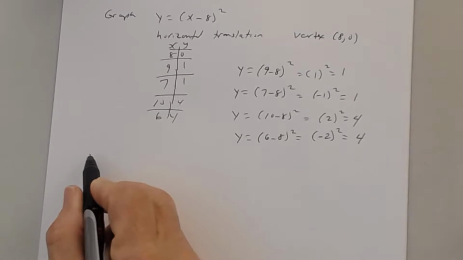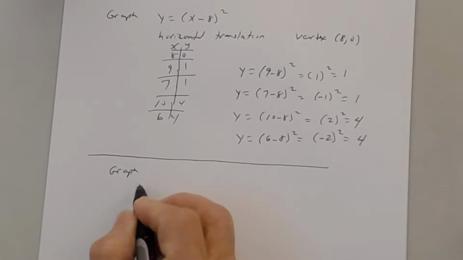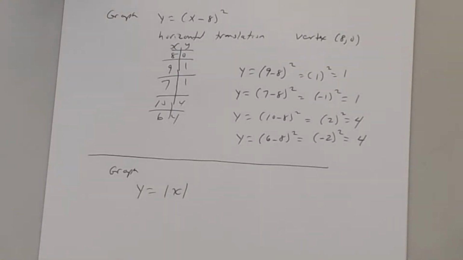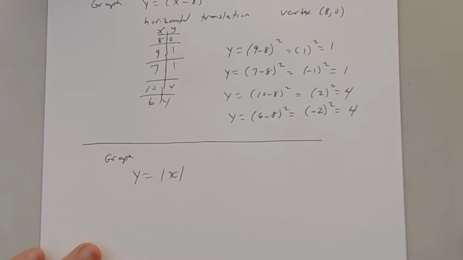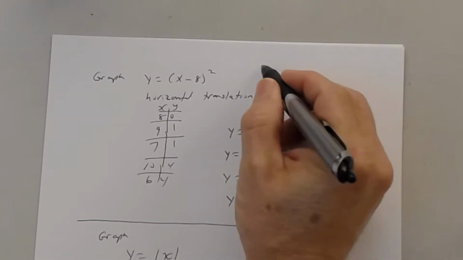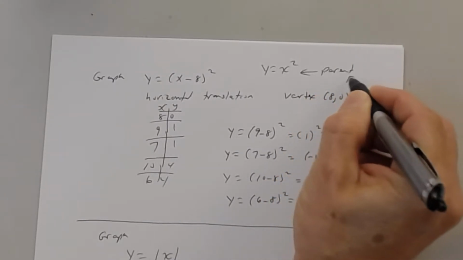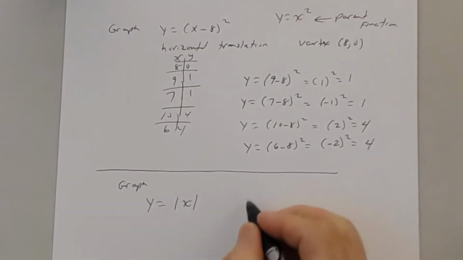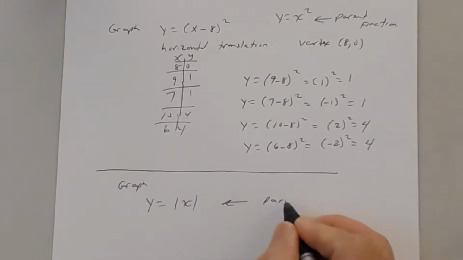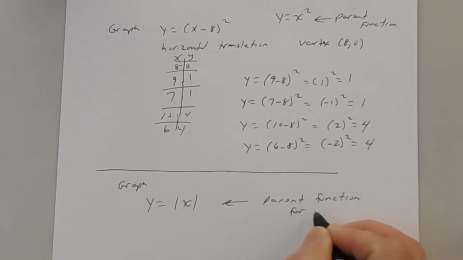Let's graph y equals the absolute value of x. Y equals the absolute value of x. So remember when we did the quadratic function, y equals x squared. That was my parent function, right? For the absolute value, and this is called the absolute value function, this would be my parent function for the absolute value function.